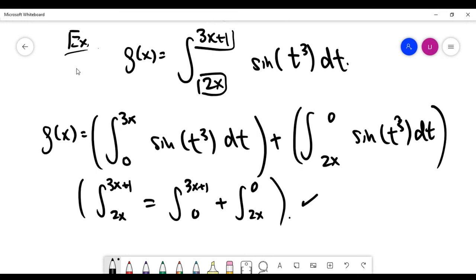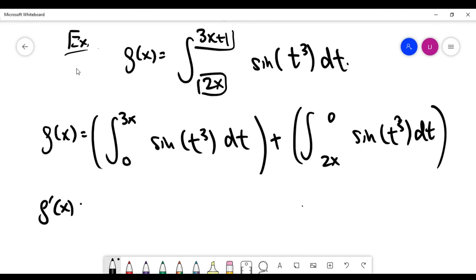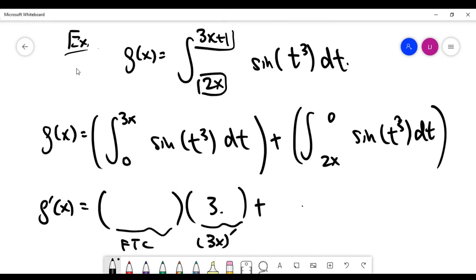And now we need to do the derivatives for the two terms separately, term by term. For the first term, it's a chain rule application. The second factor is the derivative of 3x, which is 3. And the first factor is the application of the fundamental theorem of calculus, which means I use the same function as the function inside the integral, but replace t by the upper limit, which is 3x. So that's the answer, at least for the first term.